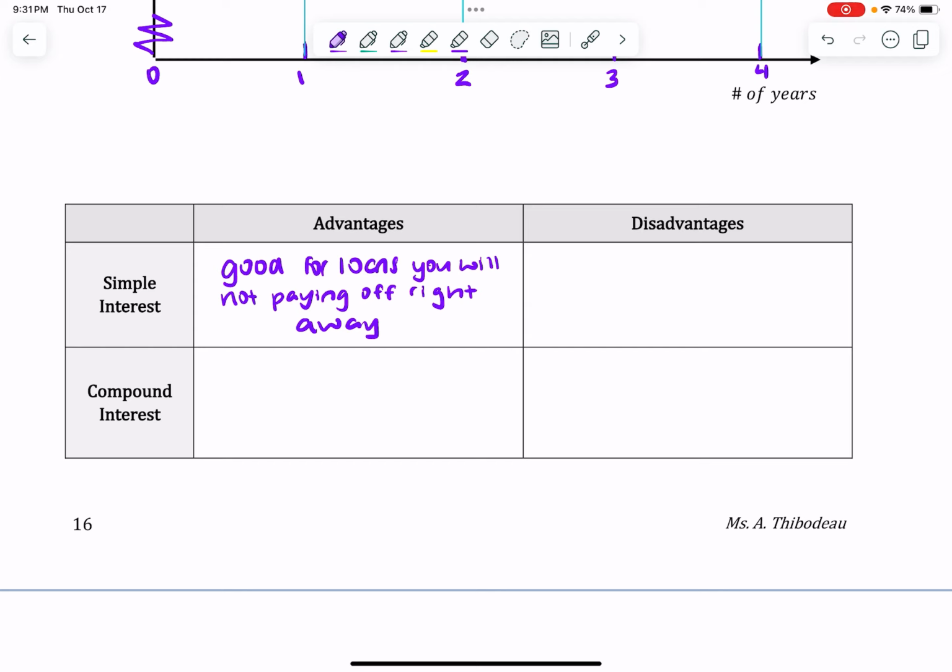Essentially, that's the only really good spot for simple interest that we're going to be talking about. Which means that's the only bad spot for compound interest. So the one time we don't really want to go with compound interest is it's bad for loans you will not be paying off right away.